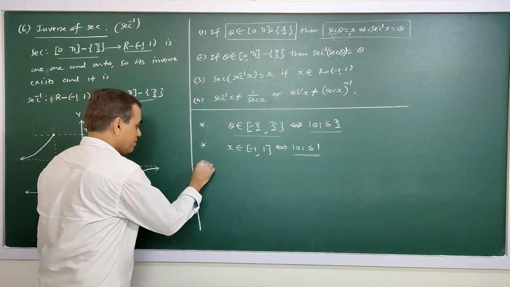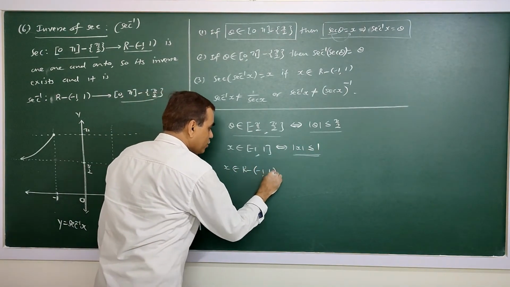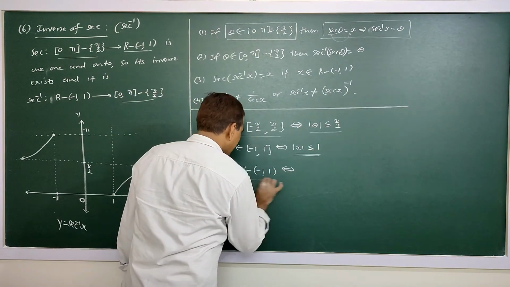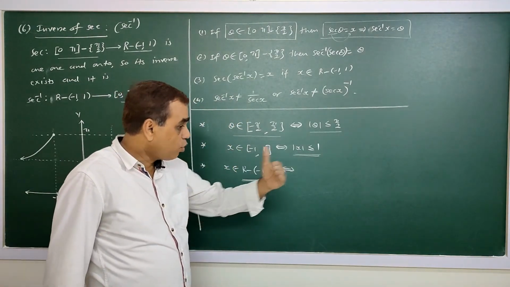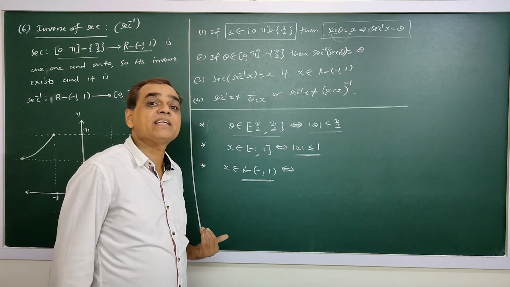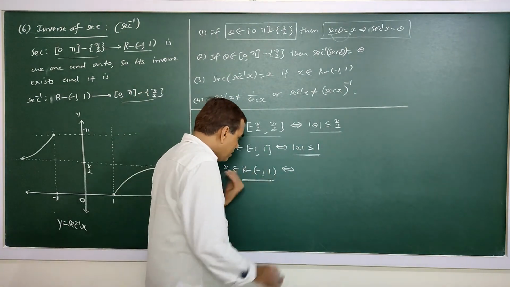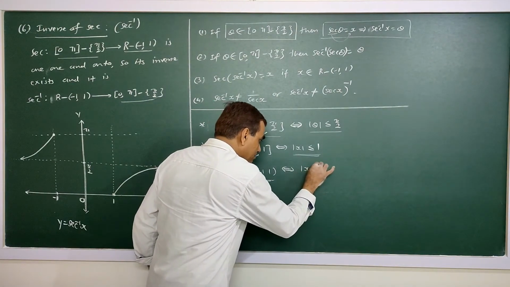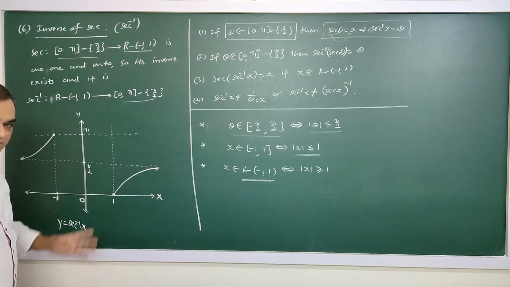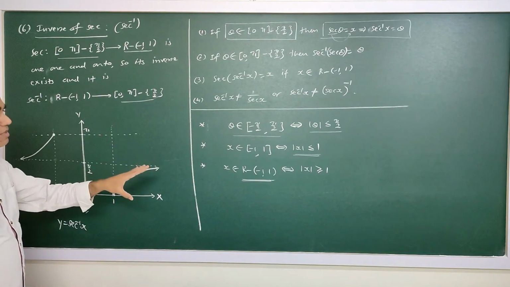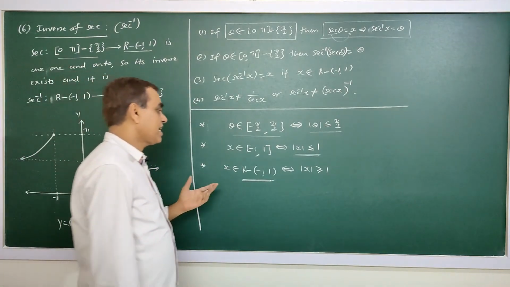If x belongs to R minus the interval minus 1 to 1, if x is in this set, it means this is the set of numbers which are more than or equal to 1 or less than or equal to minus 1, meaning numbers whose modulus is more than or equal to 1. So this was about symbols or sets, the meaning of sets in different forms.